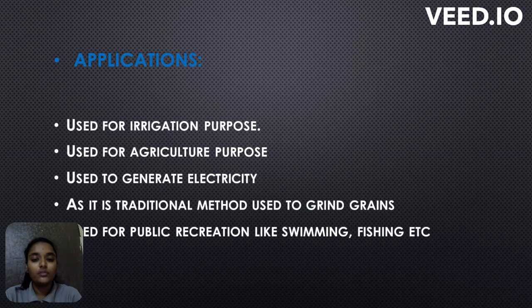Next, the applications of hydroelectric power plants are: the water used in power generation can be used for irrigation and agriculture purposes. It is used to generate electricity, and it is a traditional method also used to grind grains. It is used for public recreation like swimming, boating, fishing, etc.